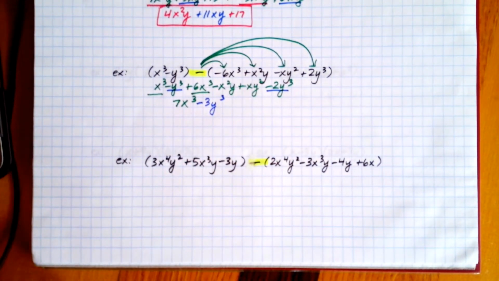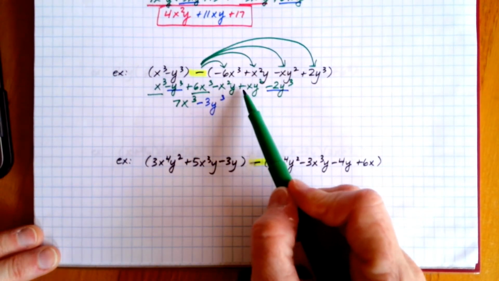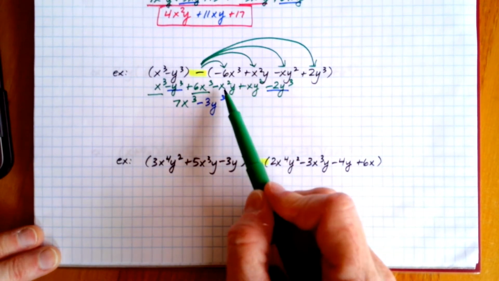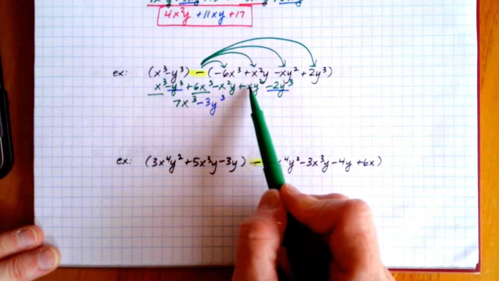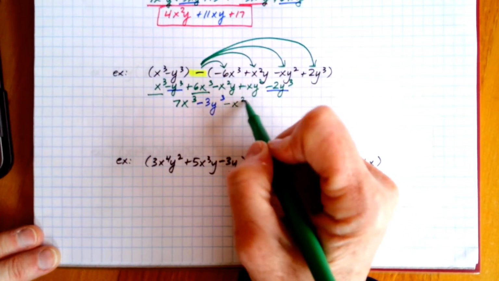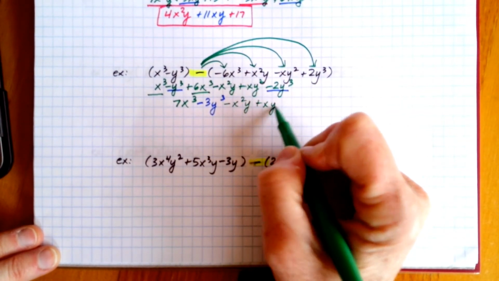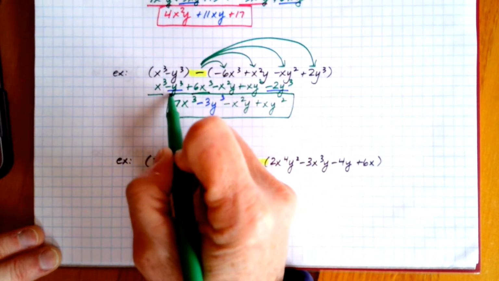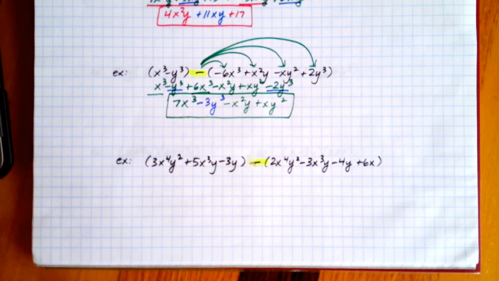And then I have a minus xy squared and a plus xy squared. These are not like terms. This has an x squared and this has a regular x. This is a y and a y squared. So there's nothing you can do with those other than to bring them down and make them part of your answer, because those terms are not like. So that would be it for that one.